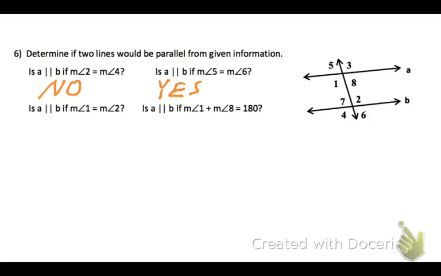Are the lines parallel if 1 equals 2? The answer is also yes, because those two angles are alternate interior angles, and they're equal. And 1 is congruent to 8 equals 180? Well, that's nice. They're supplementary angles, but they don't prove that any lines, in this case, are parallel.